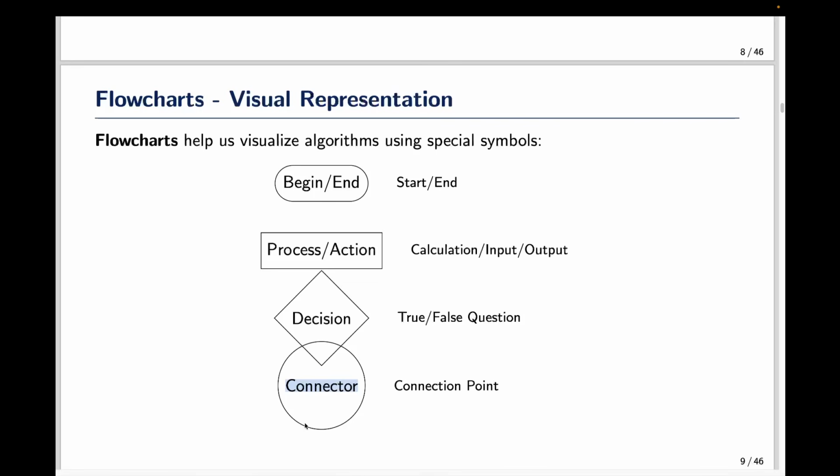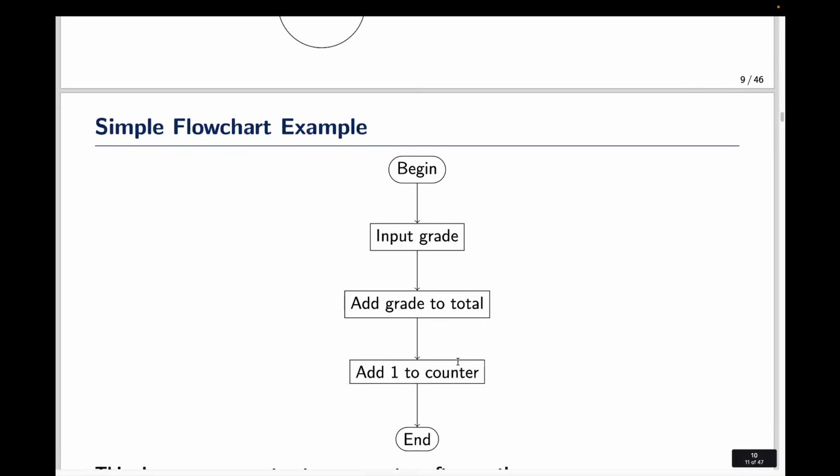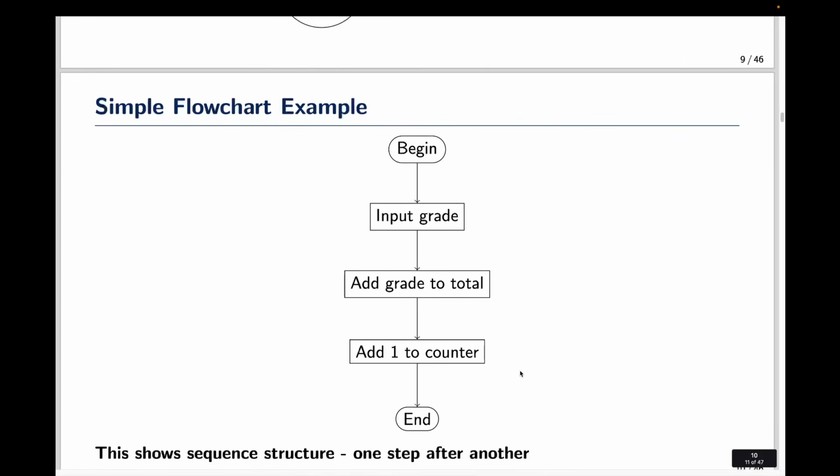For example, let's just see one on this slide. A simple flowchart example. The program begins, then it takes in a rectangular box the input grade, which means the scanf command, then add grade to the total. So whatever that grade is, it's going to be added to the total. Add one to the counter, command ends.